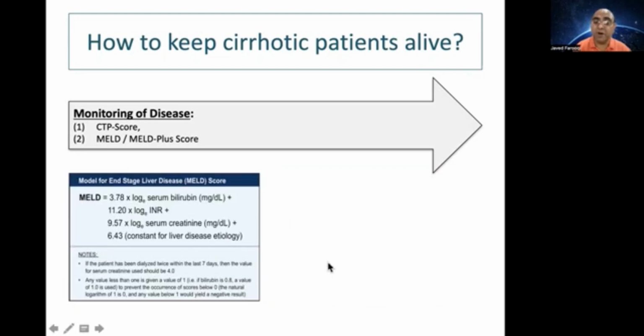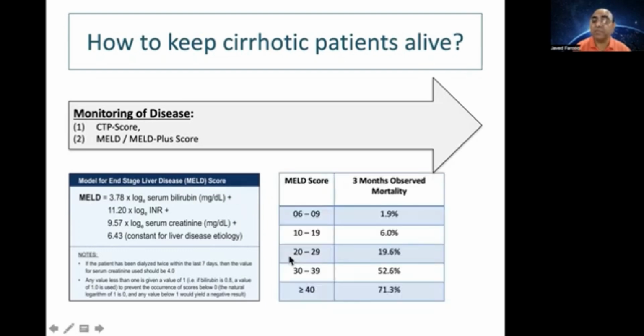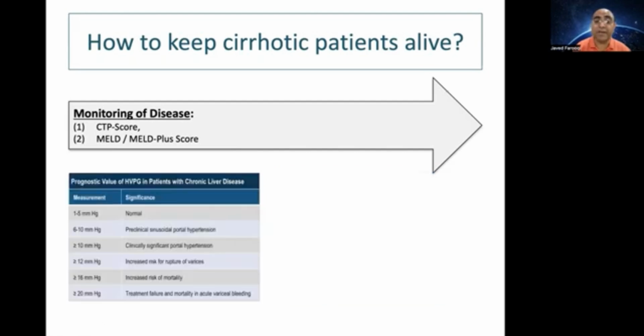Another is the MELD score. Again, it is a smartphone-based parameter, calculated from the creatinine and the bilirubin levels, and it tells you the 3-month observed mortality. If the score is less than 15, it's a good one. Less than 10 is really ideal, but as the score goes up, the mortality is very, very high.